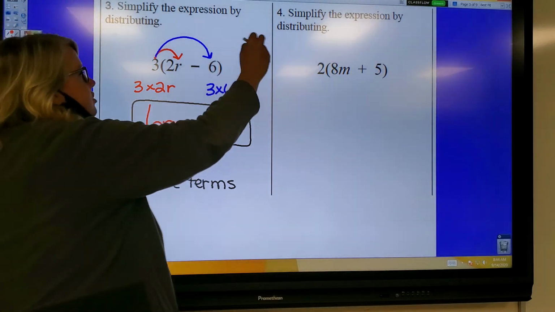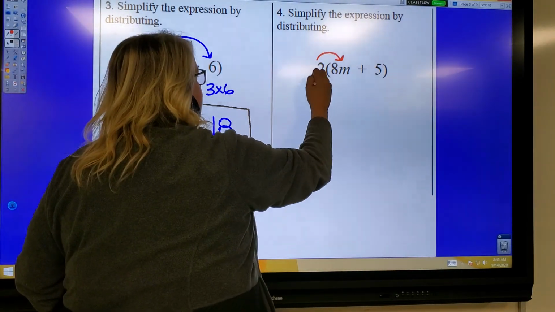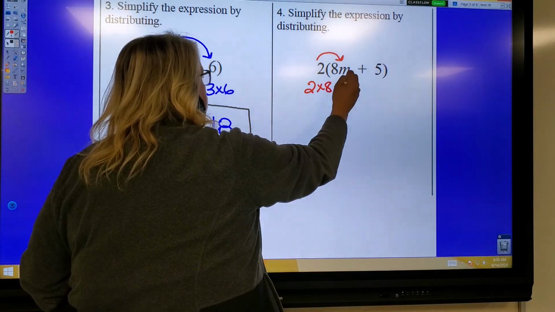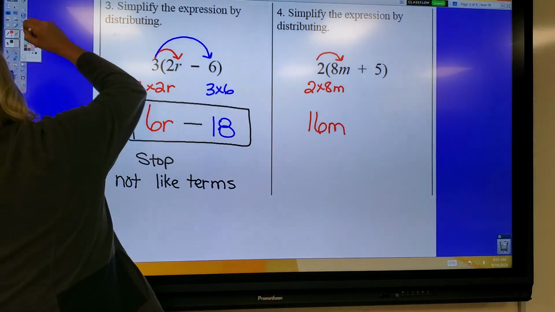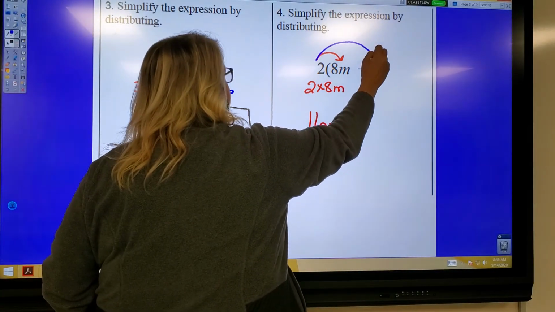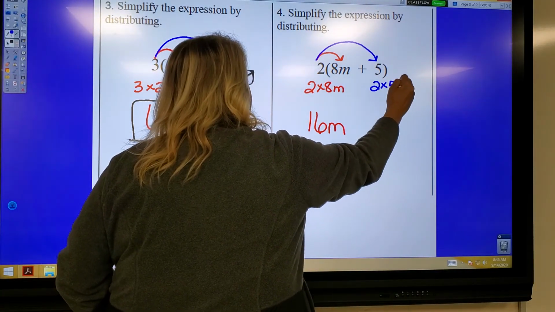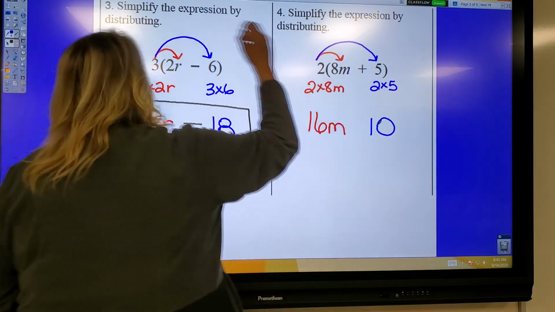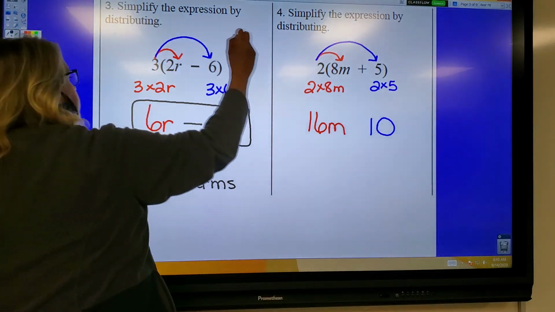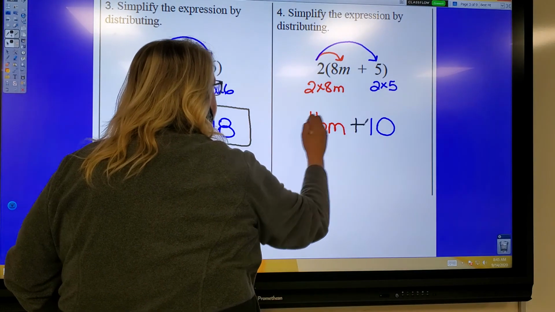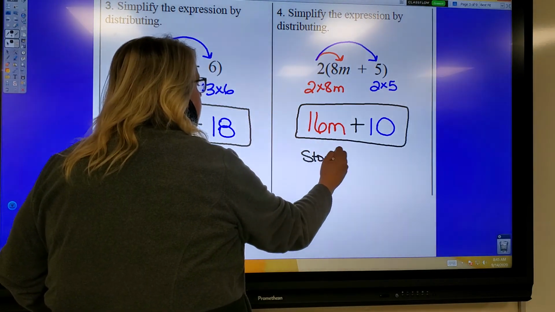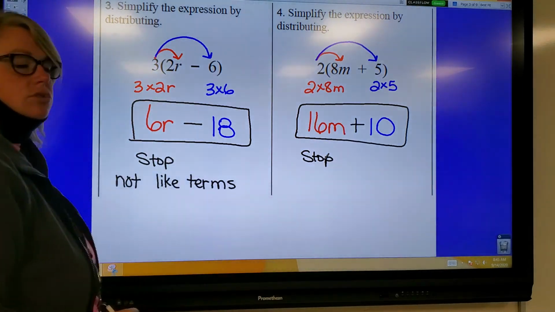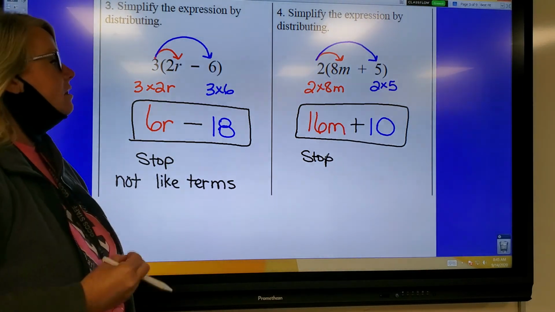I'm going to do 2 times 8m, which is 16m. And I'm going to do 2 times 5, which is 10. And then I can just bring this plus sign straight down into my answer, and again, stop there. Do not actually add up those two terms because they are not like terms.